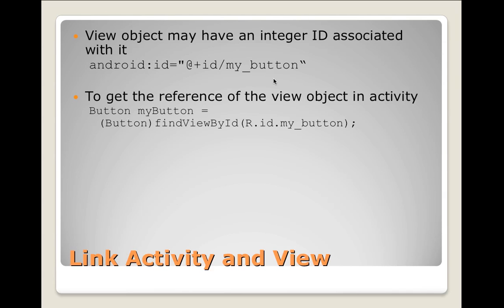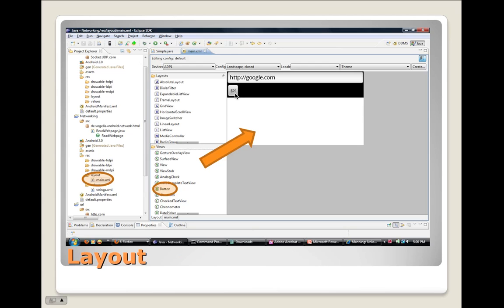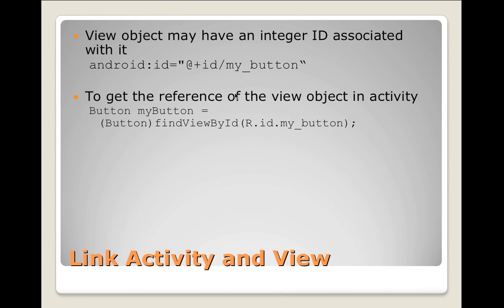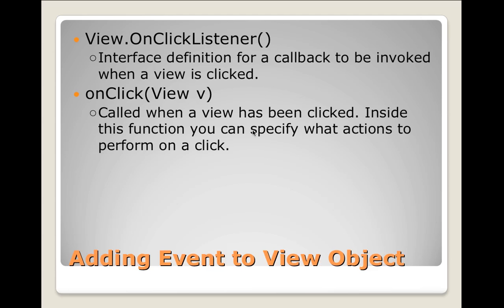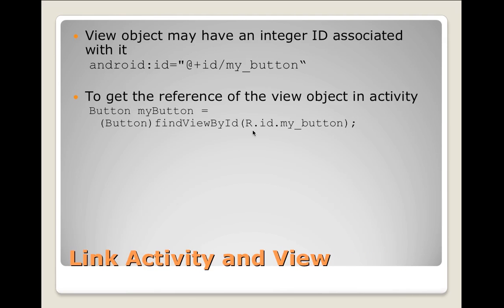So the view object may have an integer ID associated with it. We have the Android ID, which is going to be my button, which is this button here for Go. And then you can get a reference to the view object in the activity by findViewById: my button is equal to the button. And we actually saw this already in the Hello World applications that we have built so far. I know we really haven't built that much yet, however, it's all the same. The more applications you build, which is kind of an interesting thing, the more you see, oh, it's all the same.